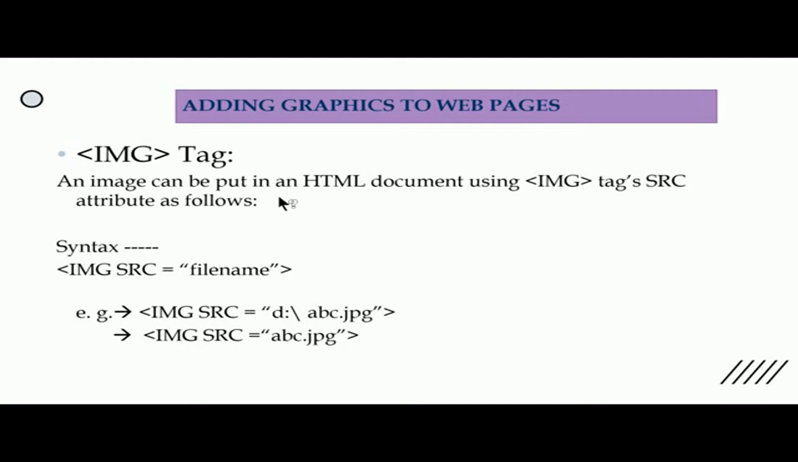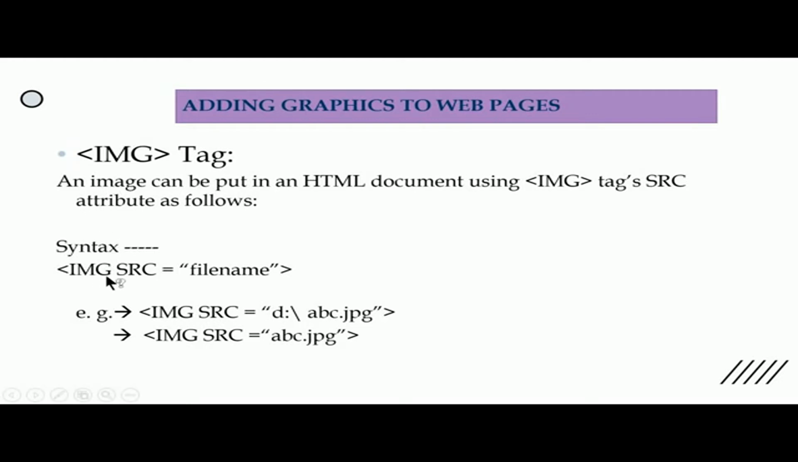An image can be put in an HTML document using the image tag's SRC attribute. SRC indicates source. We cannot use only the image tag. We have to make use of the mandatory attribute, that is SRC, because the SRC attribute will provide the path of the file. Let's see the format of the image tag.